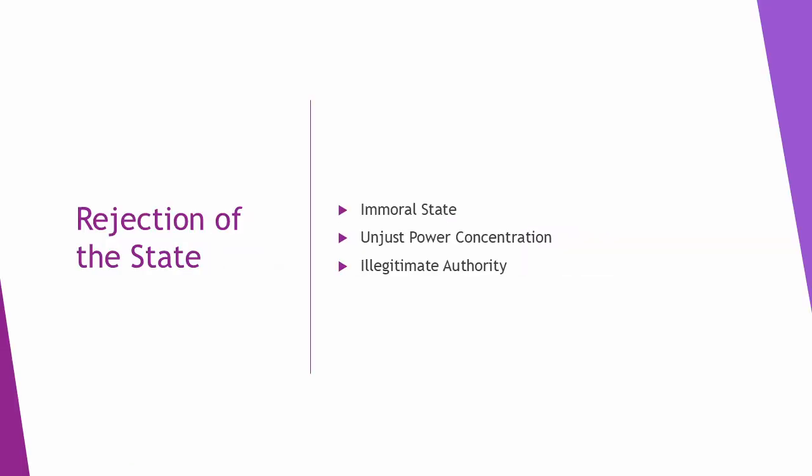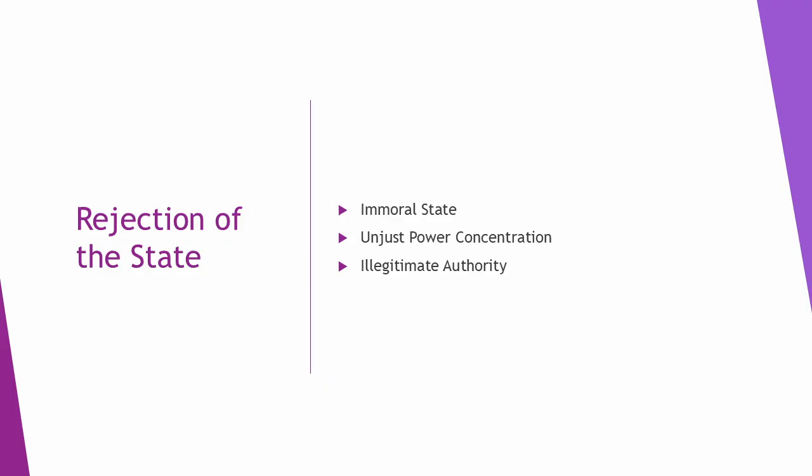The idea of rejection of the state is that the state is immoral as it rules through coercion and deceit, protects economic inequality, and corrupts human nature, so it must be abolished. The anarchist argument against the state is that it is an unjust concentration of power which suppresses individual autonomy and freedom. The anarchist argument against power is that all hierarchical authority is illegitimate and perpetuates domination.